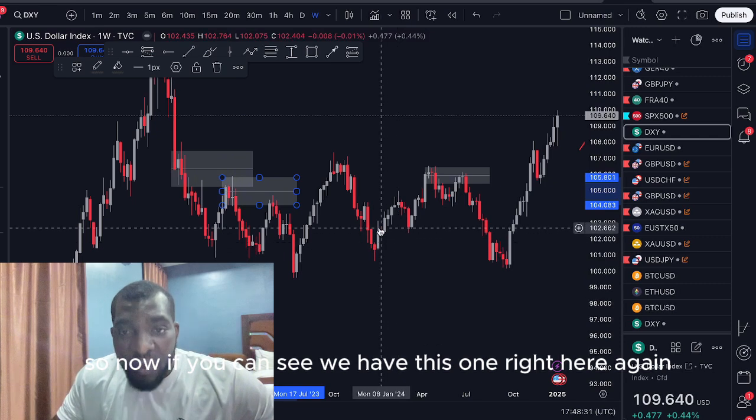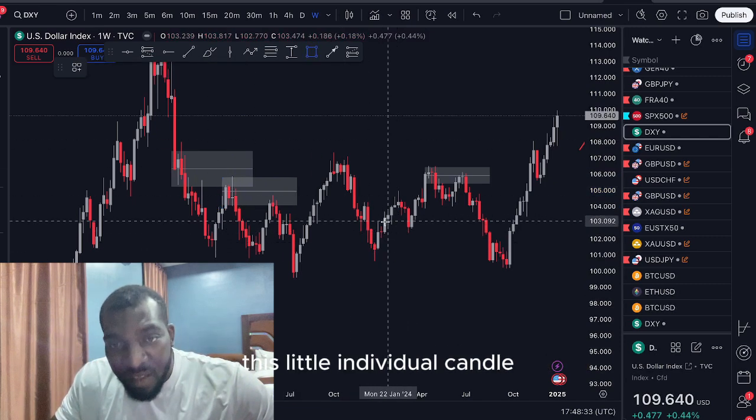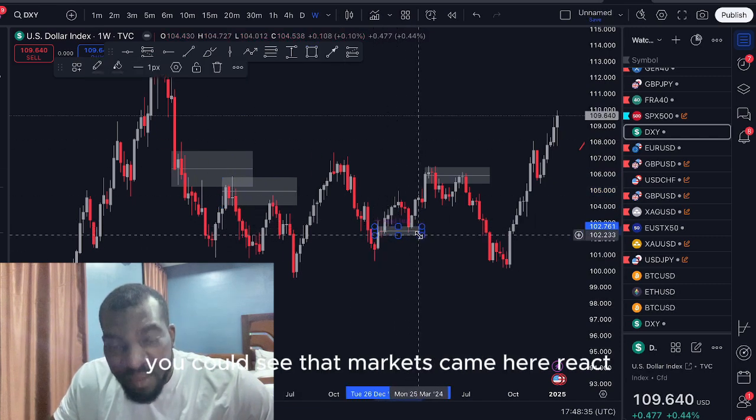So now, if you can see, we have this one right here again, this little indecision candle. You could see that the market came here and reacted.